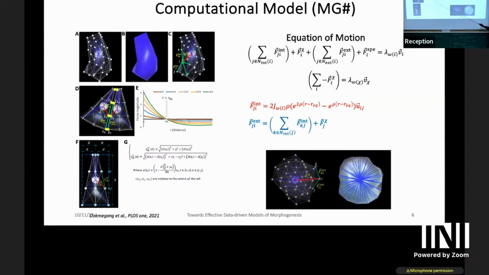So membrane forces between two particles, that's what we call internal forces. Nucleus forces between particles and the nucleus, in red. So here they are, and external forces. If you have two cells, the particles of the two different cells can exert mutual influences on each other. Sorry, yeah, it's very complex and deep.